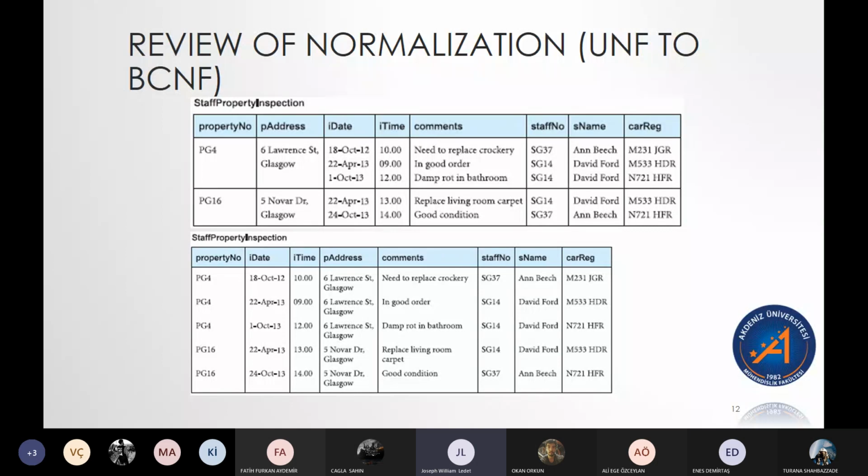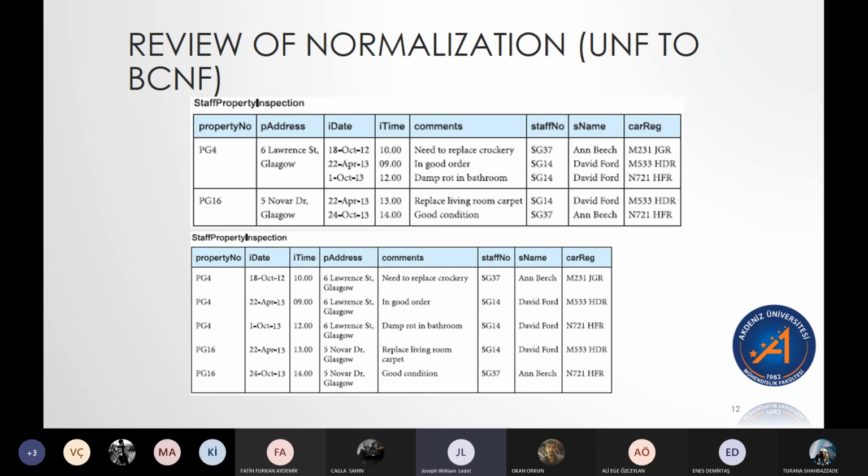All right, let's see here. Property number, I date, I time, you're suggesting. So the combination of the property number, the date, and the time determines where it is. Yeah, determines what was wrong with the place on that day and that time. Sure. And the staff number, who was there and did that, and their name and the car. Sure. That sounds good to me.